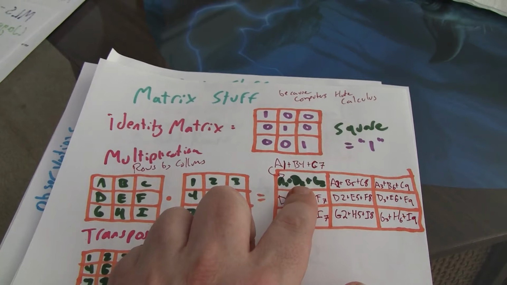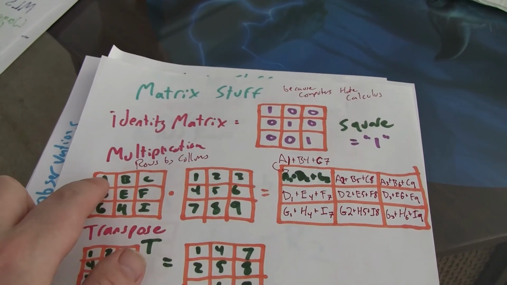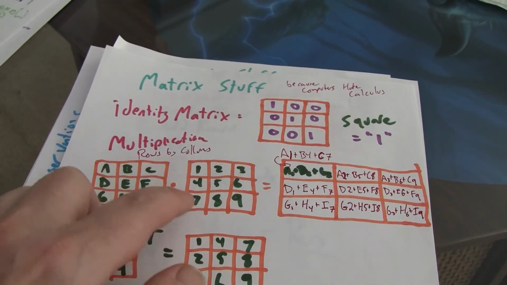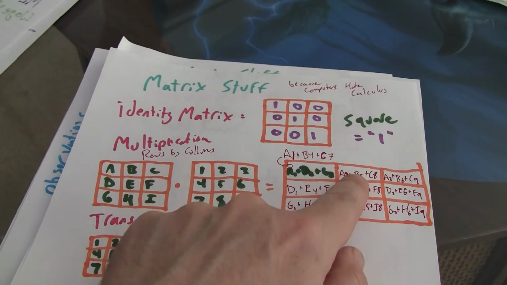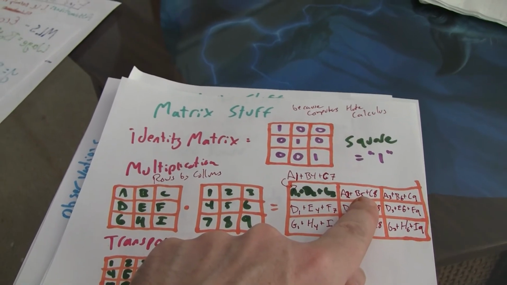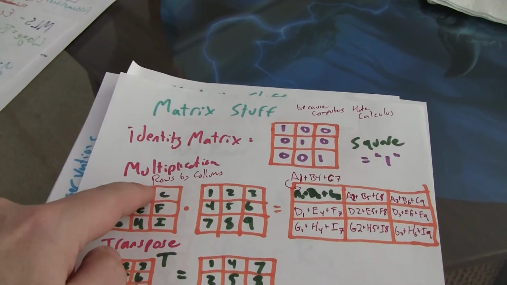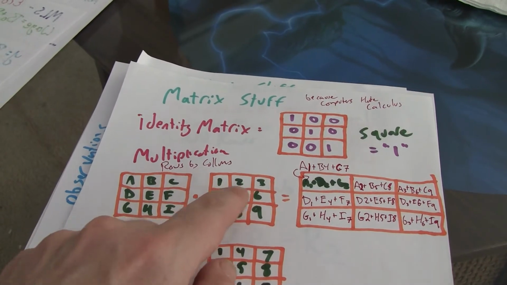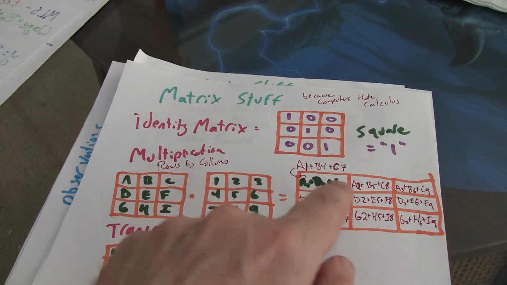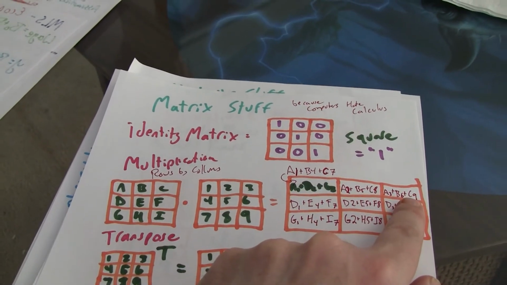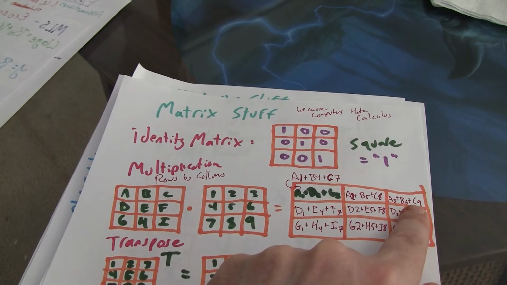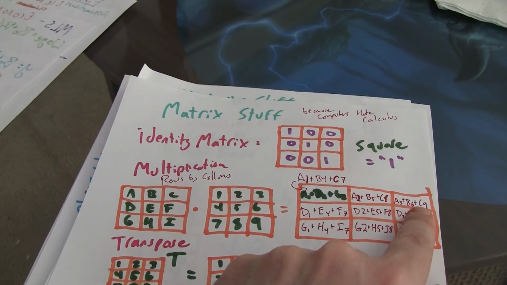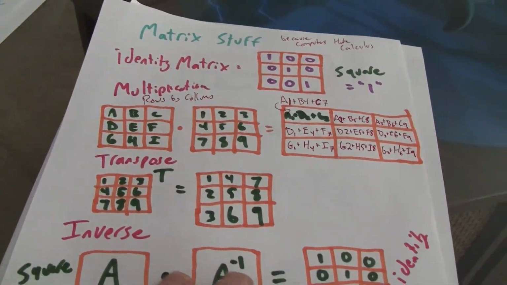To find this first entry, we're going to do rows by column. So A times 1 plus B times 4 plus C times 7 all goes here. For this one, it's the second column and the top row. So it's B times 1 plus E times 2 plus H times 3. We'll keep doing this a little more. This one's going to be the first row times the, am I doing this wrong? Yeah, I did that wrong. I'm already screwing it up. Anyways, that's the idea of matrix multiplication.